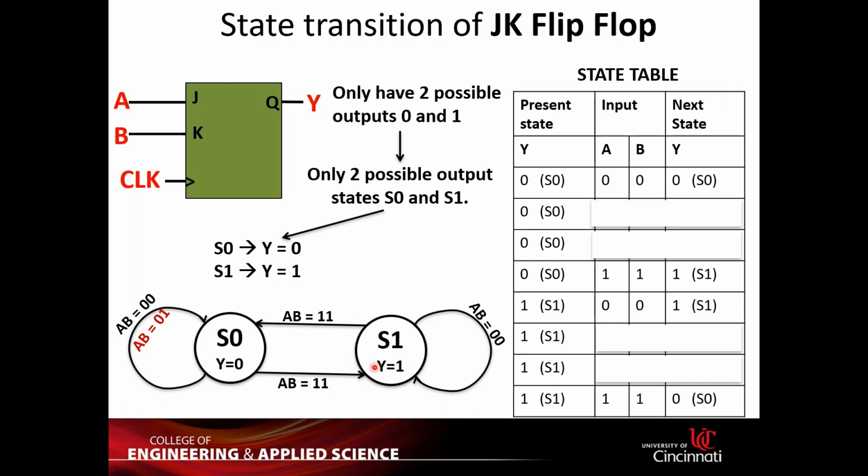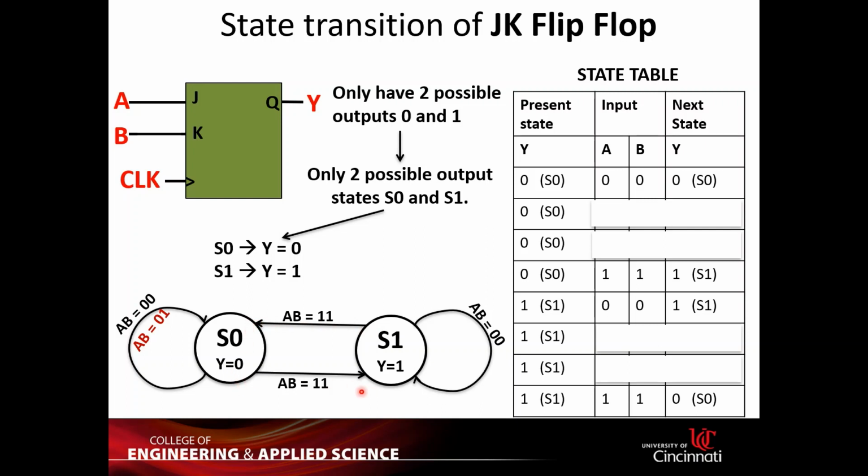Okay, so I just went through what happens if AB equals either 0 0 or 1 1. If it's 0 0, it goes back to its current state. If it's 1 1, it will go to the other state. There are only two states in the system.